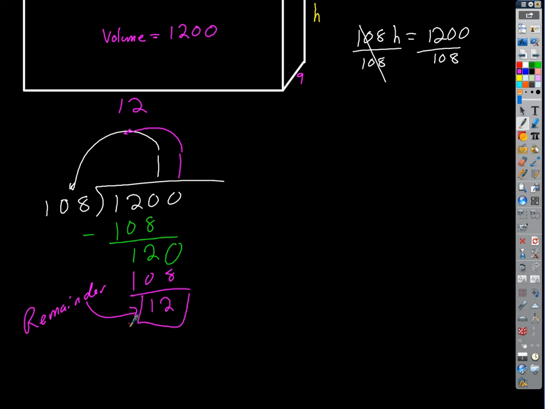Okay, so what does that mean, though? A lot of times, you guys did something back in grade school, which I think is crazy. I don't think we should ever teach it this way. You would have written that answer as 11 R 12. What does that mean? What good does that do you? It means 11 with 12 left over. But what good is that?